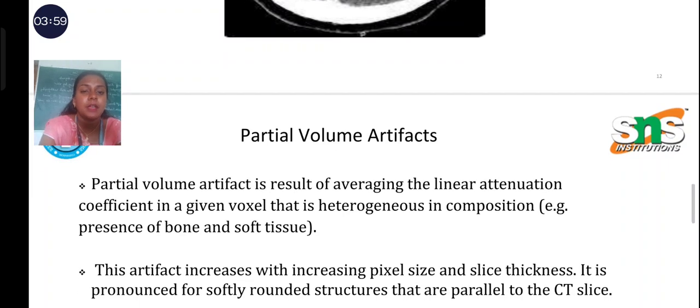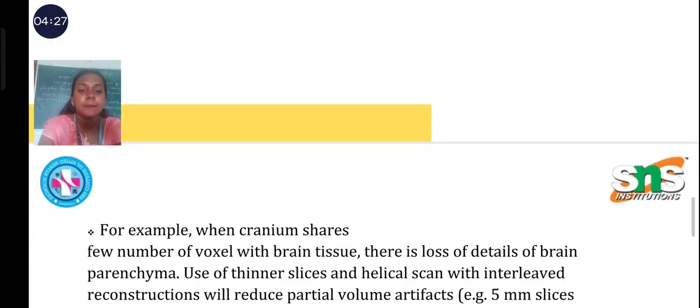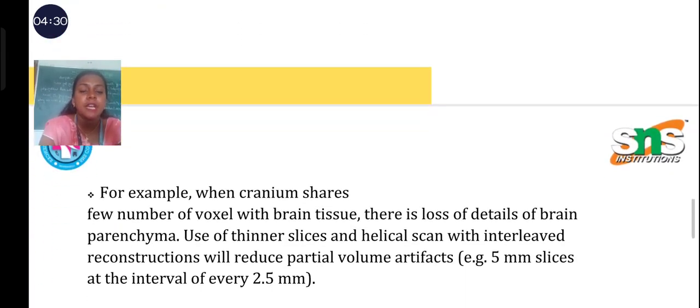Partial volume artifact. Partial volume artifact is the result of averaging the linear attenuation coefficient in a given voxel that is heterogeneous in composition, for example, presence of bone and soft tissue. This artifact increases with increasing pixel size and slice thickness. It is pronounced for softly rounded structures that are parallel to the CT slice. For example, when the cranium shares a few voxels with brain tissue, there is loss of details of brain parenchyma.